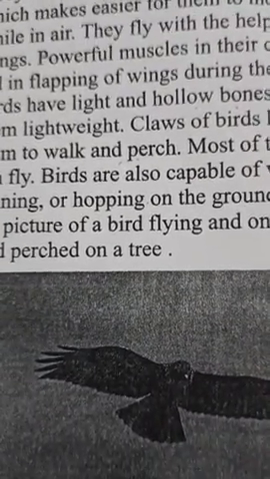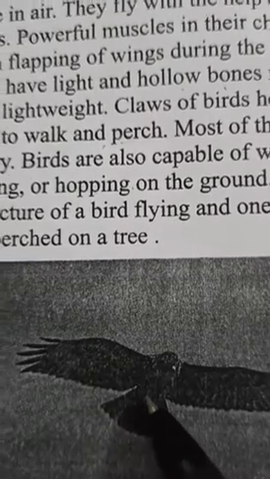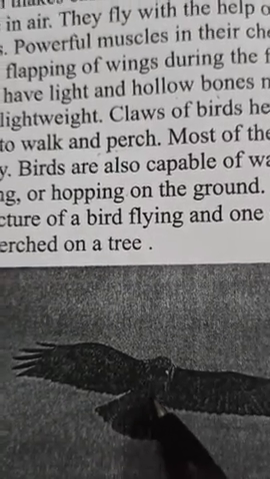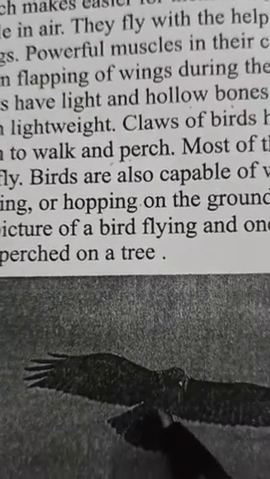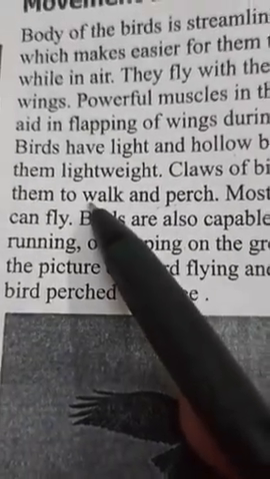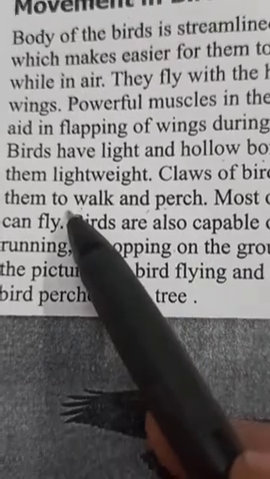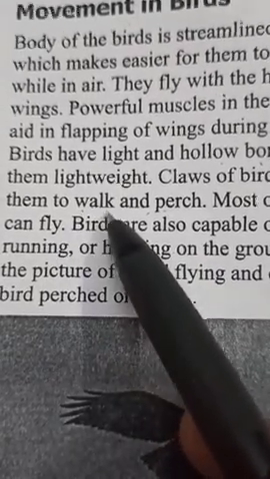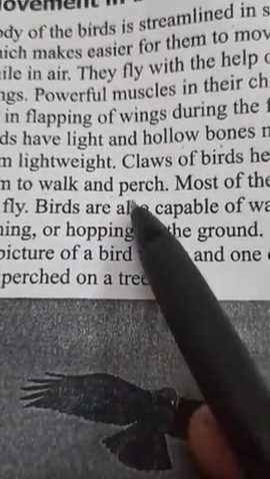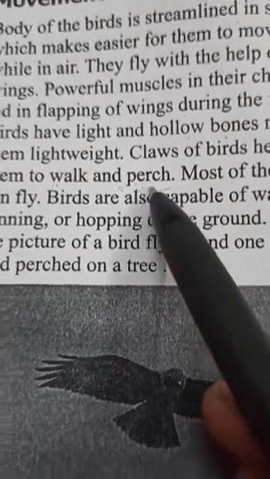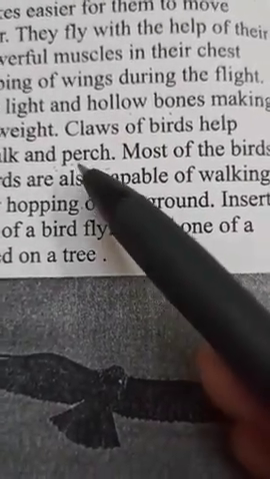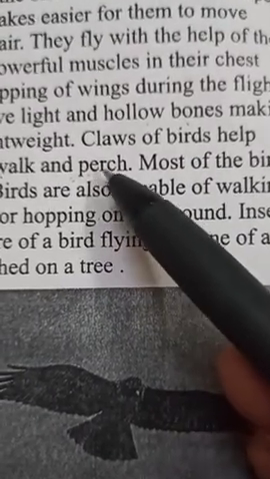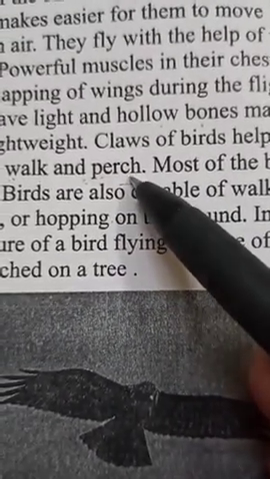Okay, so their claws help them to hold the branches of the trees, as well as they help them to walk also. Means their claws have two functions: to walk and to help them to perch, means to hold the branches of the trees, so that it can easily sit on any branch of the tree.